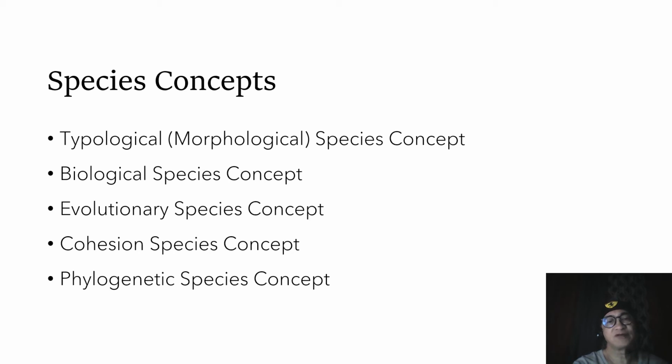Typological or morphological species concept are species that manifest distinctive or the average morphological characters typical of that population, usually the morphological. It is considered as the archetype or the type specimen, which are often labeled and stored in museums to represent the standard or to compare all other species to it.